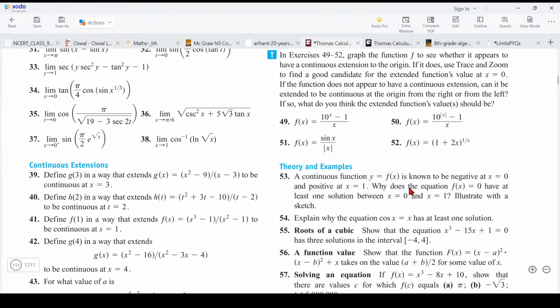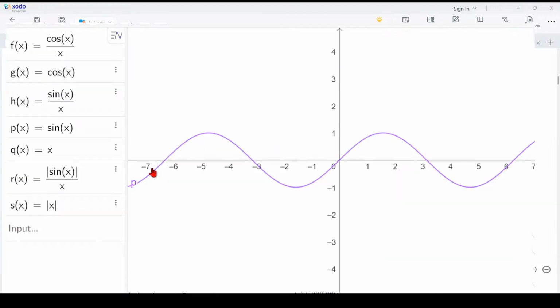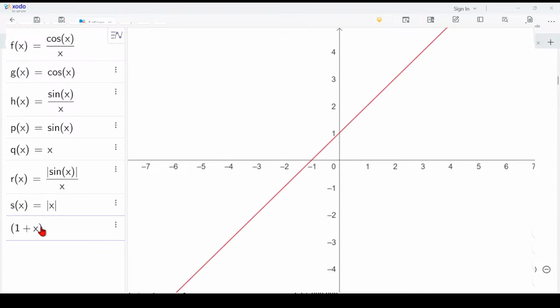Now, 10 power x minus 1 by x, and 10 power mod x minus 1 by x, and 1 plus 2x power 1 by x. These are interesting functions. Let us go back again to something interesting: 1 plus x whole power 1 by x.